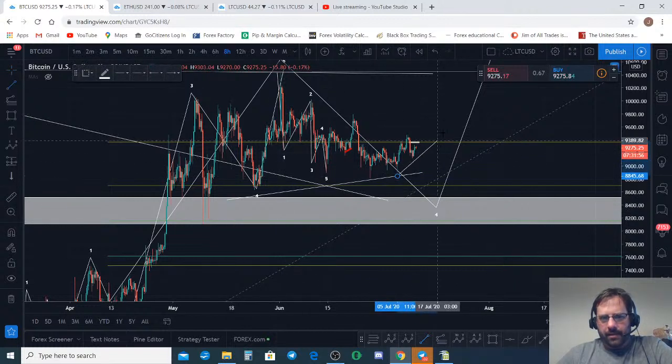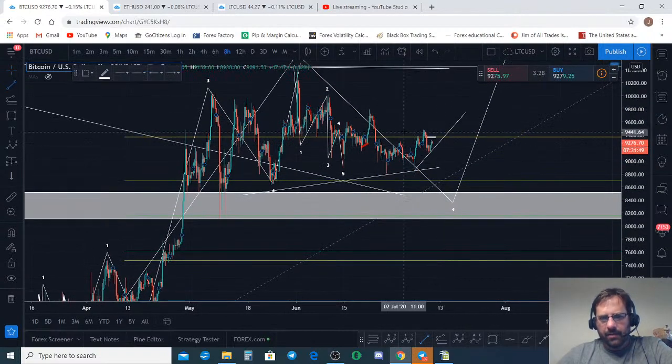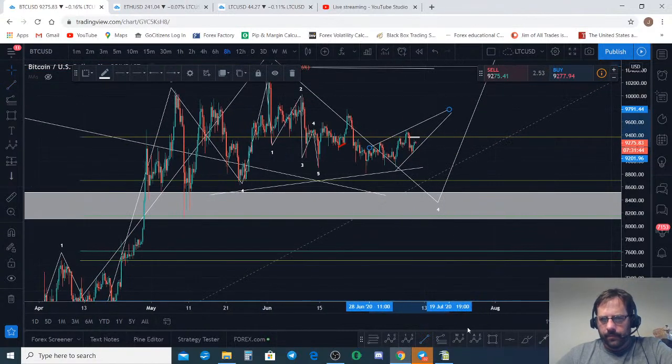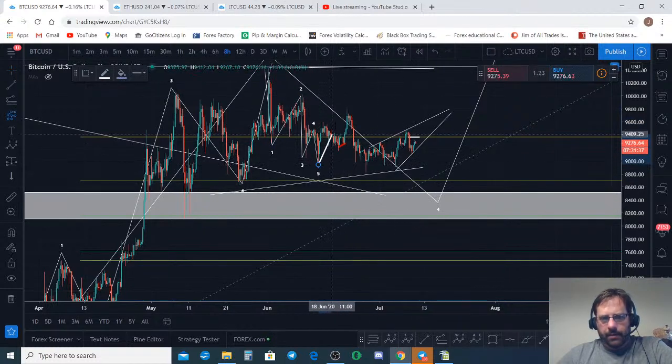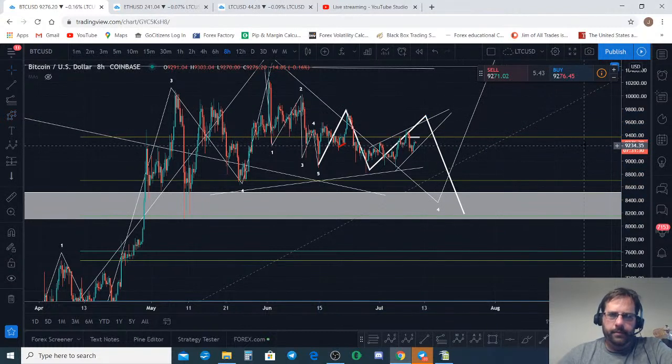The only way that this could be a flat is if this is an ending diagonal. And generally, with flats, you don't get diagonals. I don't like it, but I suppose it's possible. And then down. Yeah, I don't like it. Okay.